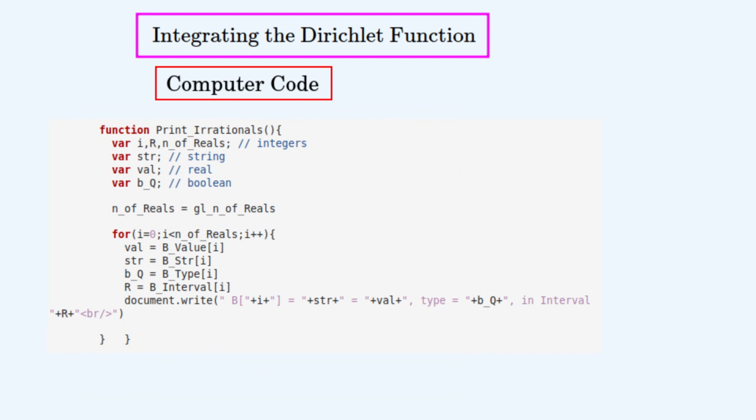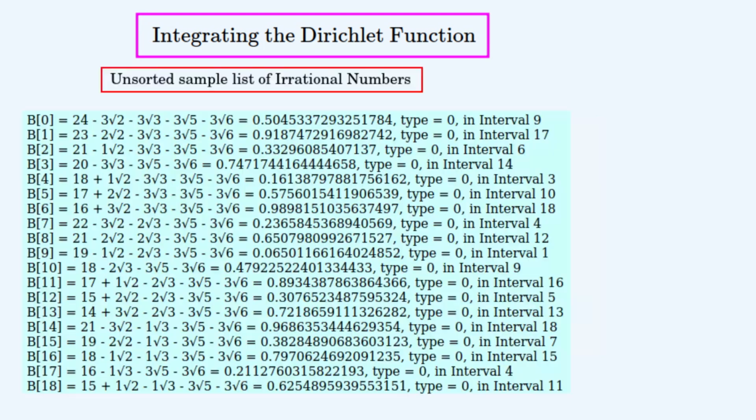So this is the function that prints out all of the irrational numbers that we've found. It's almost identical to the function that prints out all of the rationals, only the irrationals are stored in variable b. So this is a list of the unsorted irrational numbers that we've found so far, with their name, approximate value, and what type of number they are, rational or irrational. The interval that they've been found in is also included.